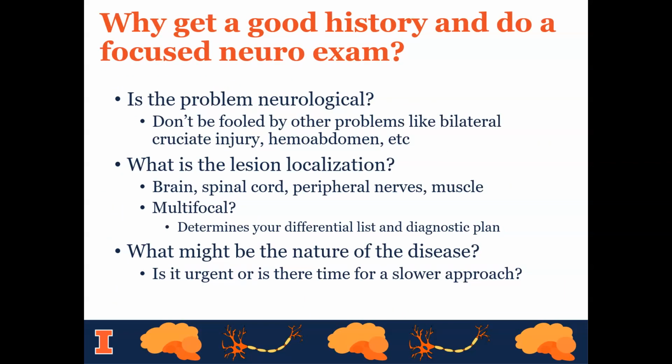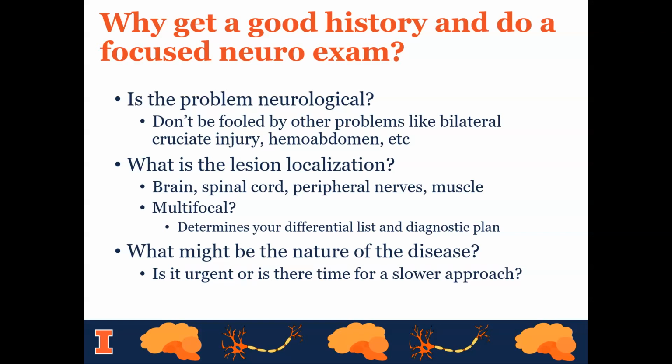So first, why do we need to get a good history and do that focused neurologic exam? Our first question really addresses, is this problem neurological or not? We're going to see a lot of problems come to us that might seem like seizures or paralysis or initially appear to be a neurologic problem, but on closer inspection, we've discovered that it's caused by something different.